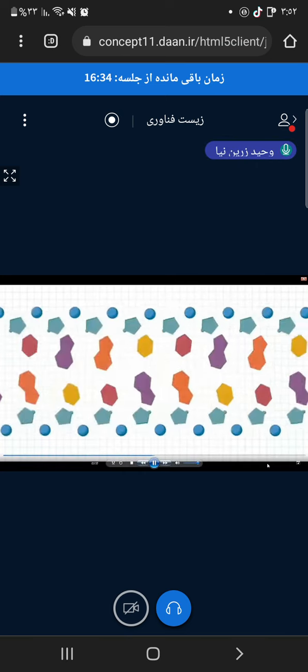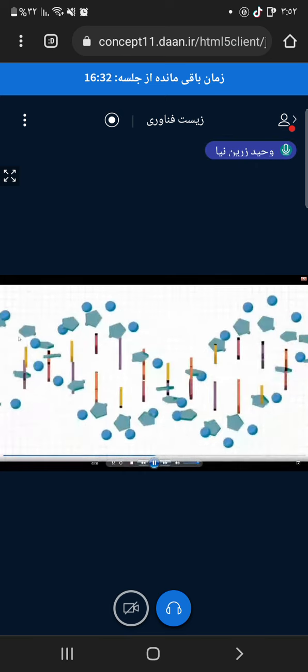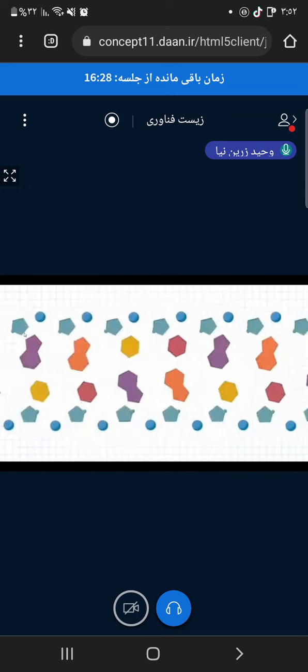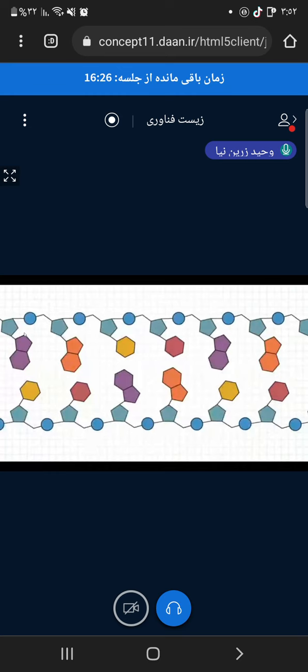Keep in mind that this double-stranded DNA is still a double helix. We simplified the representation by flattening the helix here to better see the atomic structure.